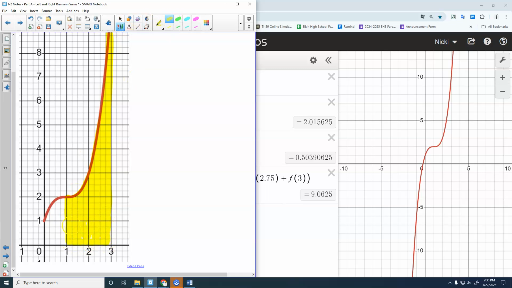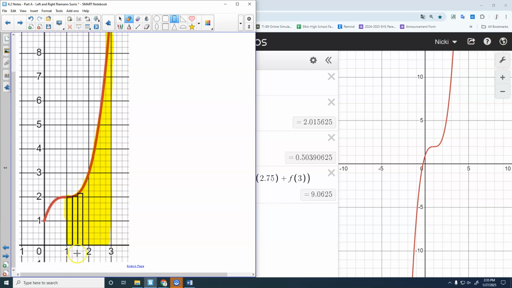Okay, let's retry here. I'm going to draw in these here with my left endpoint here on the graph. Where are you starting your left? Like, where are you starting?